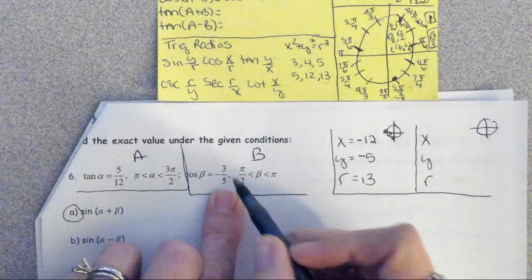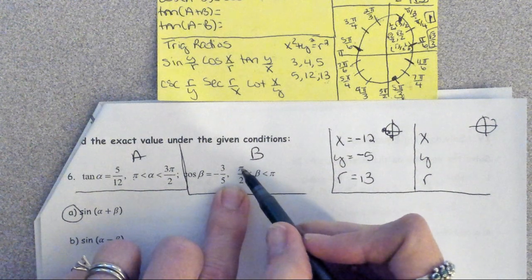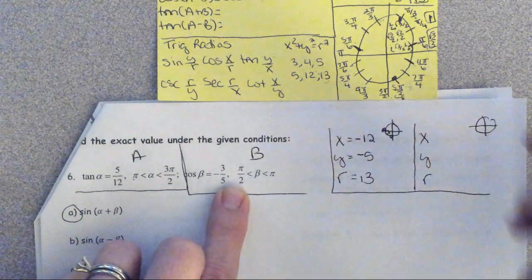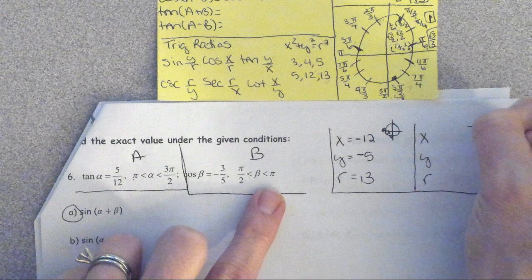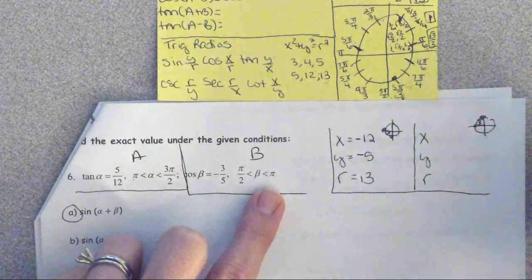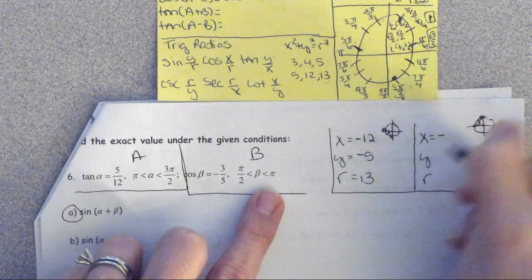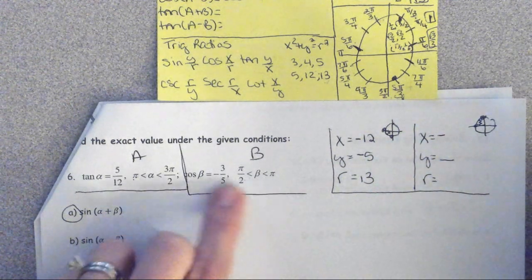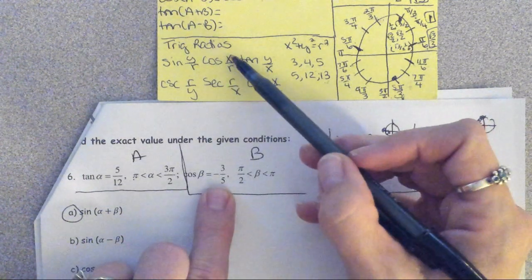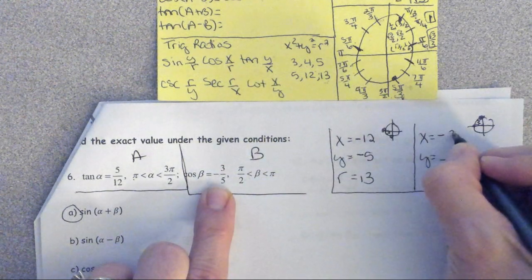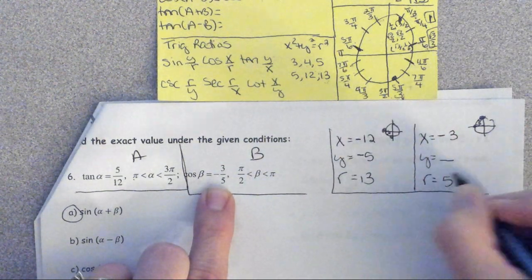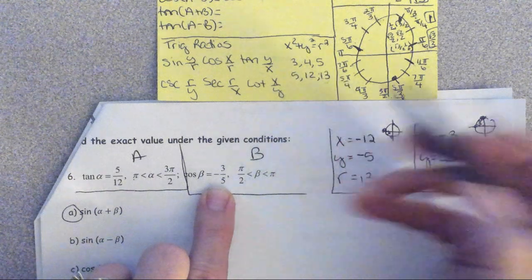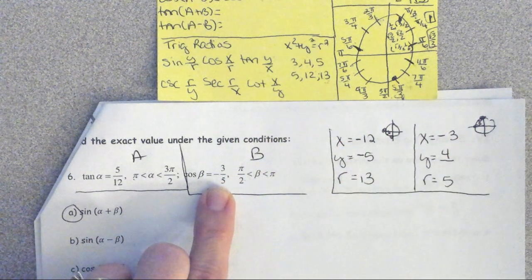On side B, it tells me that my answers are going to be between pi over 2, which is up top, and pi, which puts me in quadrant 2, which means my x's will be negative, but my y's will be positive. My r is always positive. Cosine is the x over the r, so my x is negative 3, my r is 5, and I see another triple, 3, 4, 5. So my y is 4.